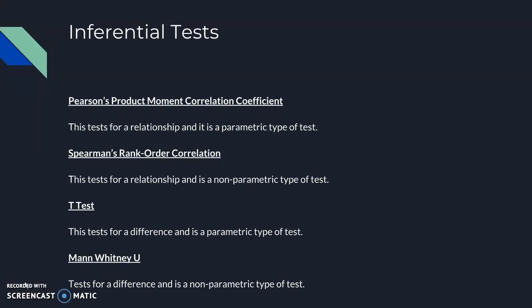So there are 4 inferential tests. There's Pearson's product moment correlation coefficient, which tests for a relationship and is a parametric test. There's Spearman's rank order correlation, which tests for a relationship and is a non-parametric test. There's a t-test, which tests for a difference and is a parametric test. And there's Mann-Whitney-U, which tests for a difference and is a non-parametric test. But we'll go into more detail about that.